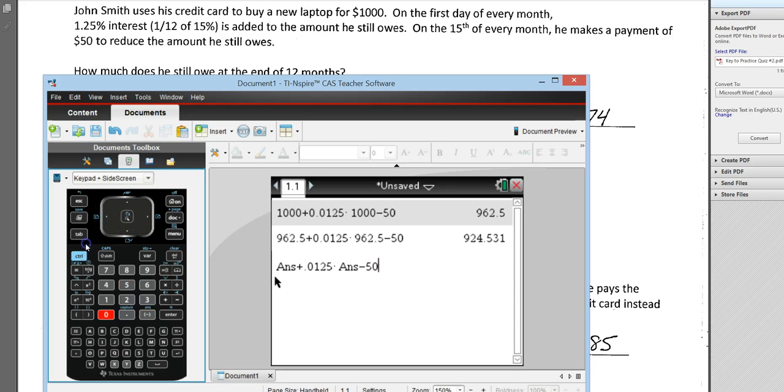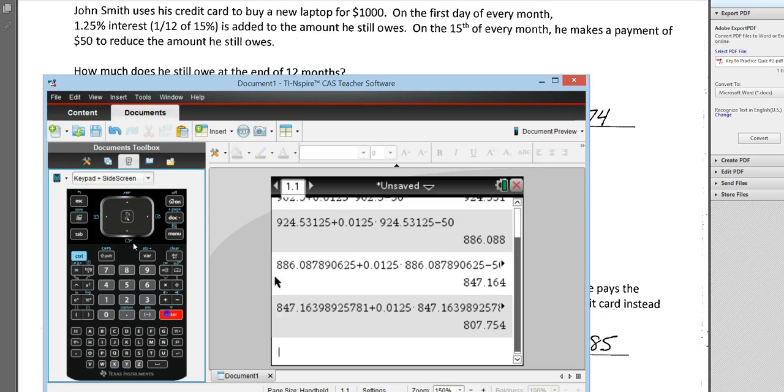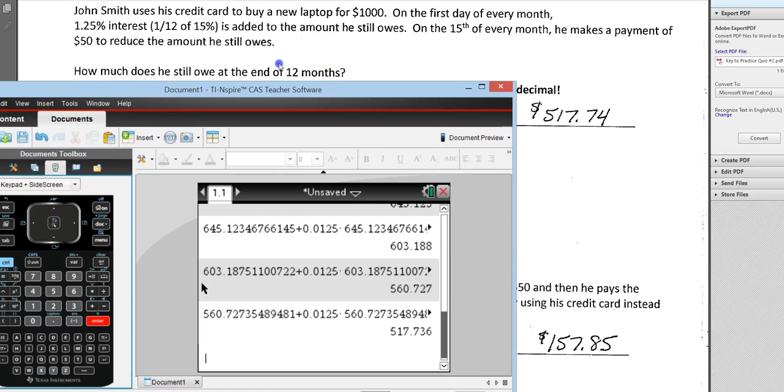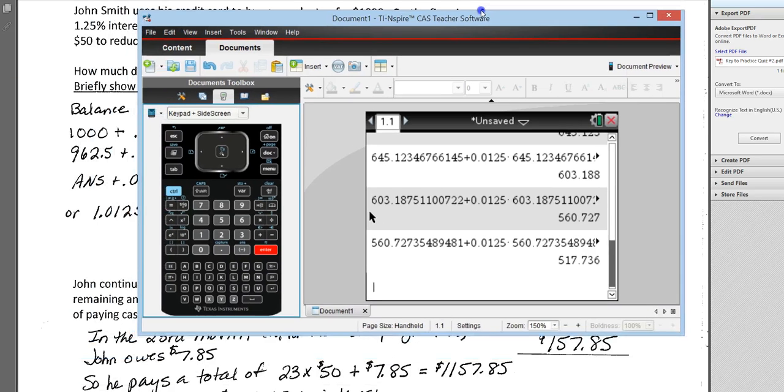Once I've done that one time where I've typed in the answer, now all I have to do is keep pushing enter and I'll get more of the balances. So I want to find out his balance at the end of 12 months. I've already done 3 months, so this would be 4, 5, 6, 7, 8, 9, 10, 11, 12. So at the end of 12 months, he owes $517.74.